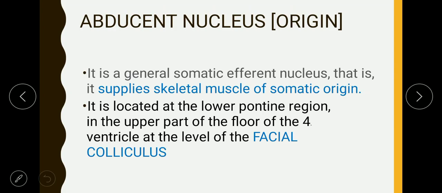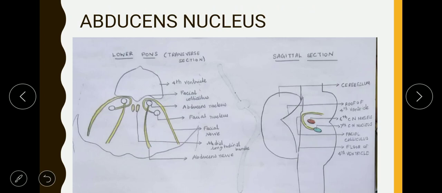Okay, so abducens nucleus. As we have already seen, the abducens nucleus is a general somatic efferent nucleus, which means it supplies the skeletal muscle of somatic origin. The abducens nucleus is located in the lower pontine region beneath the floor of the fourth ventricle at the level of the facial colliculus. So let us see about this.